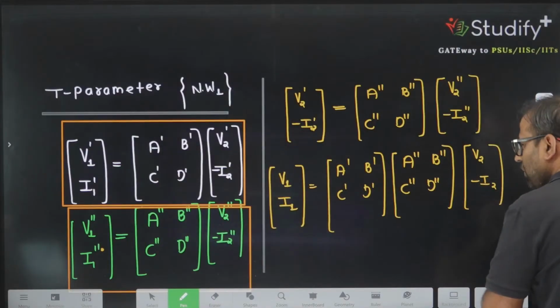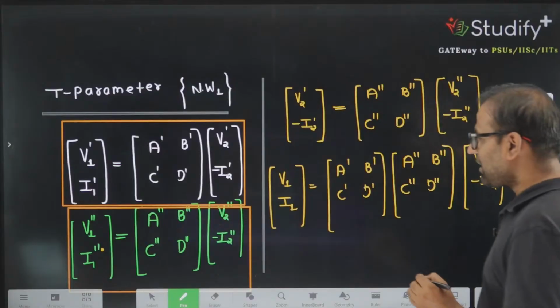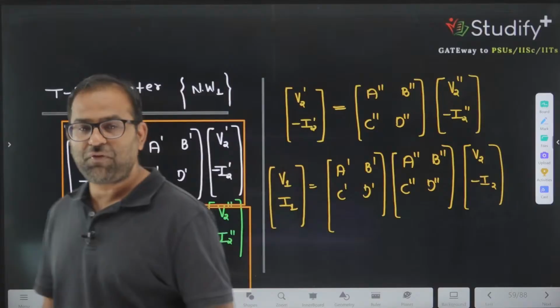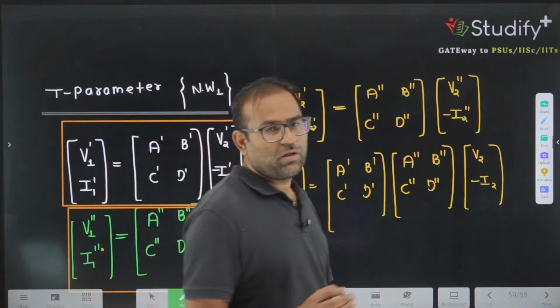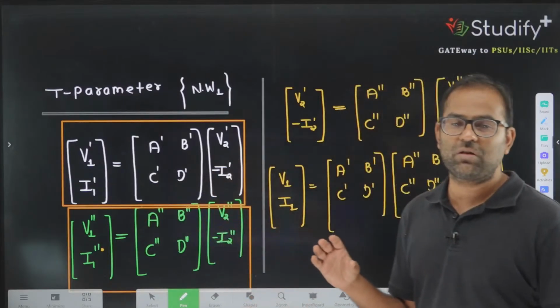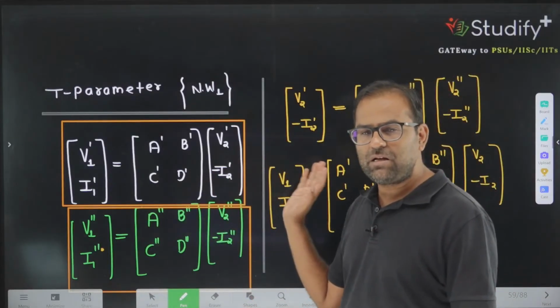So what are we trying to convey? We are trying to convey that when two systems or two parameters are given in cascade fashion, what is the best idea to solve them? Find the T parameter and just multiply the 2 cross 2 matrices.